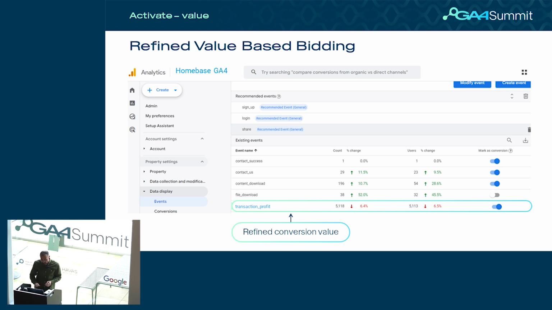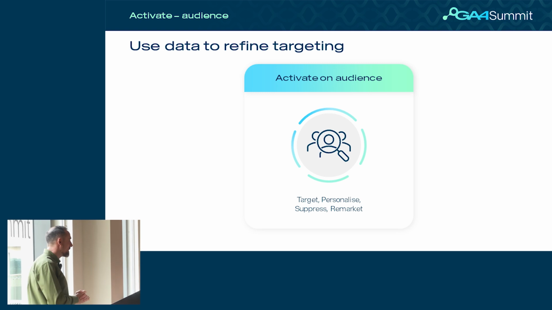Again, if you have this refined conversion value as a new event, I wouldn't change your existing transaction event to have the profit value. Add a new event. You can use server-side GTM to do that. Add a new event that has transaction profit against it, and then make sure that you're bidding to that in Google Ads or any of the ads products. Activating on audience.